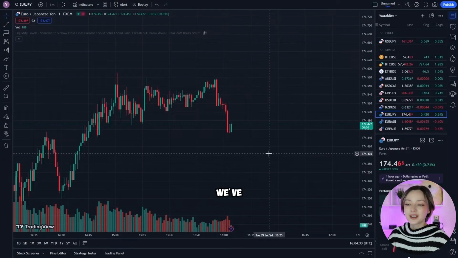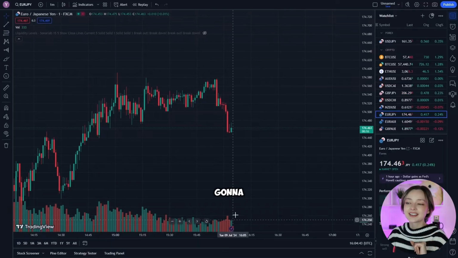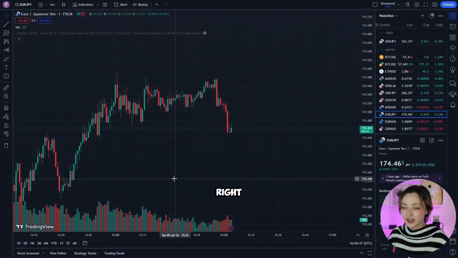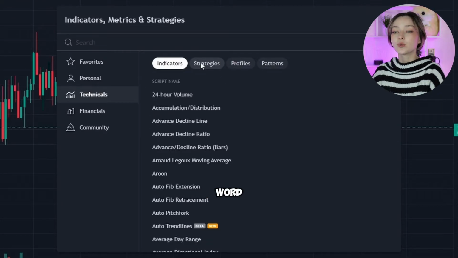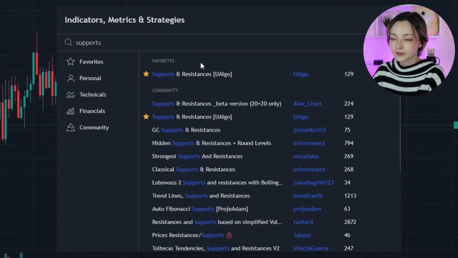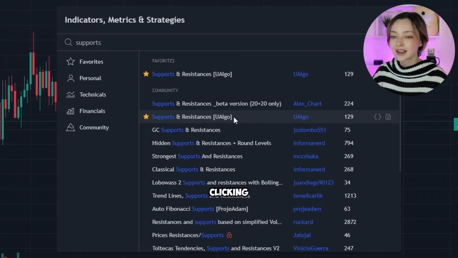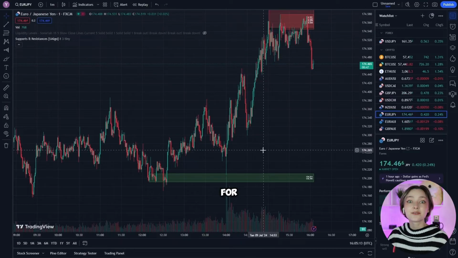So we've switched to the TradingView platform. This is the most popular platform for charts analysis, which is used by a large number of traders. Now let's add an indicator that we're going to use for today's trading. We're opening the indicator section right here and entering this word in the search tab. And adding an indicator from this author. Clicking on it. As you can see, all the levels are highlighted for us.